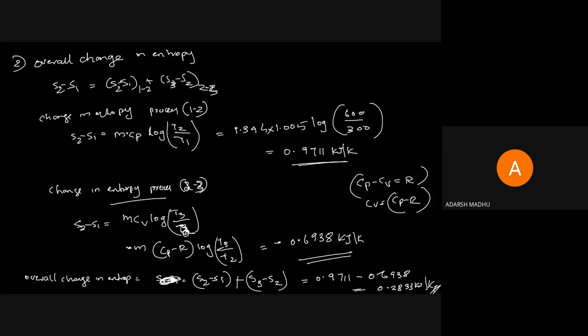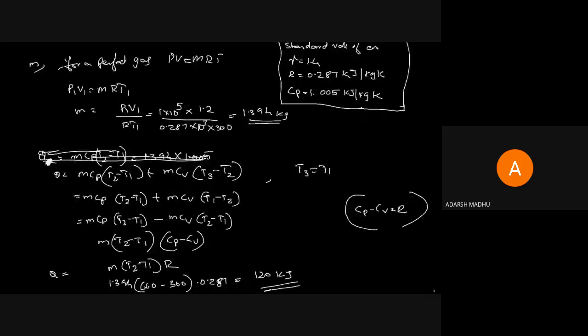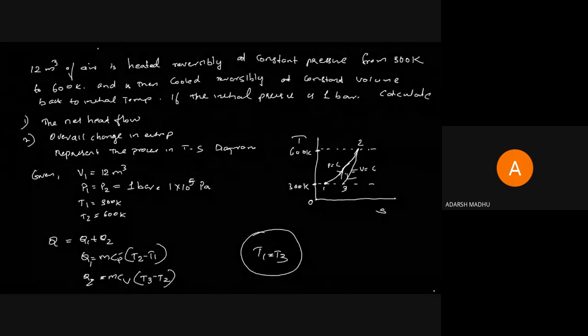If there are two processes and you want to find the net change in entropy, you add the change in entropy for each process. You also find the heat transfer individually for every process and just add the values. Okay, that is how you find the change in entropy and heat transfer. This is a particular application of the entropy process.